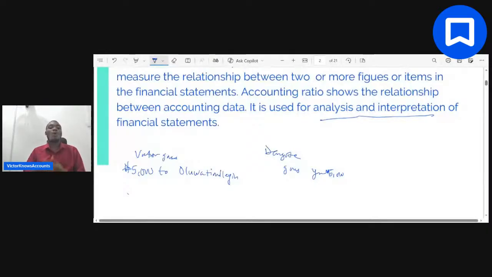So ratio is used to analyze and interpret financial statements. Don't forget we said one other aspect of financial statements is interpretation. When I started this class, I told you guys that accounting is the language of business. But what that means is that not everybody understands the language of business. Because of that, you have to interpret that language to some people.